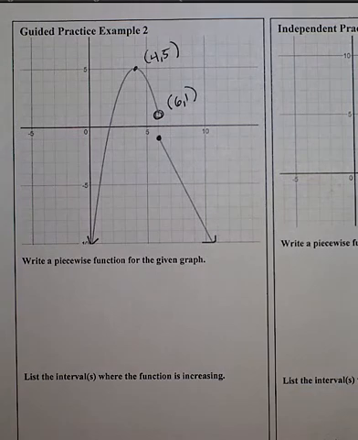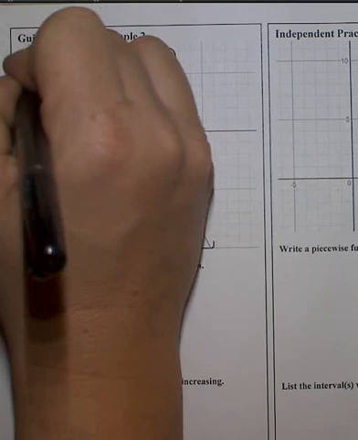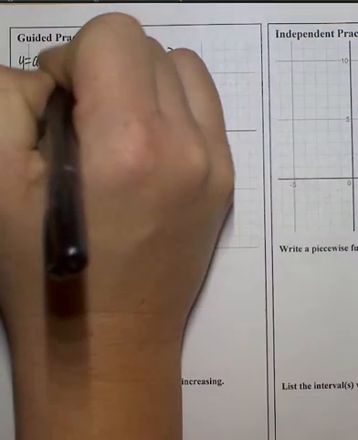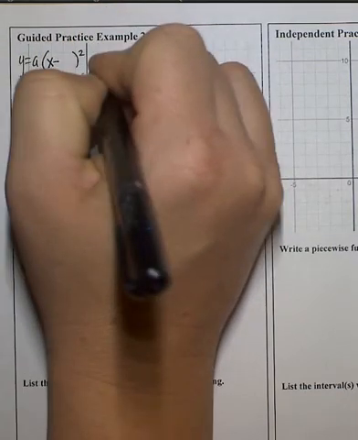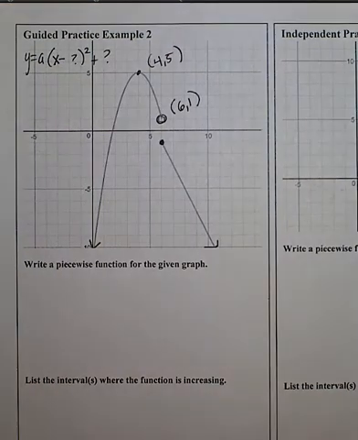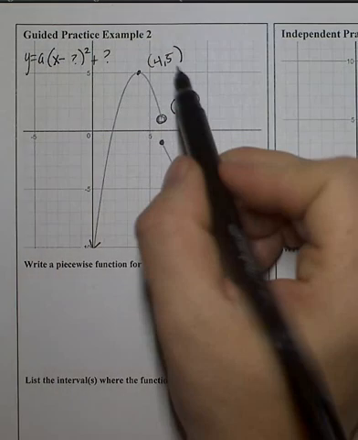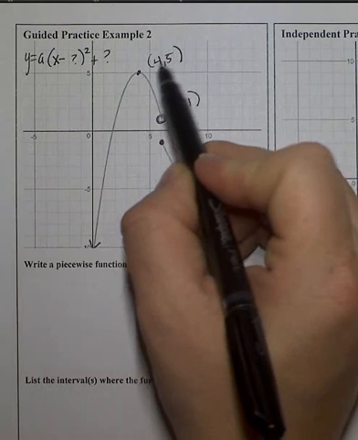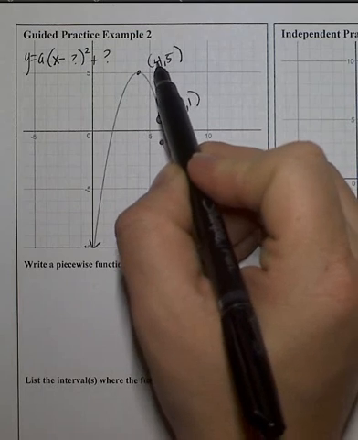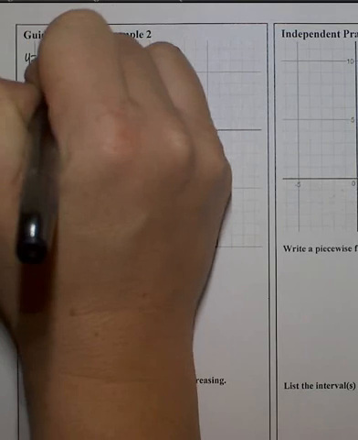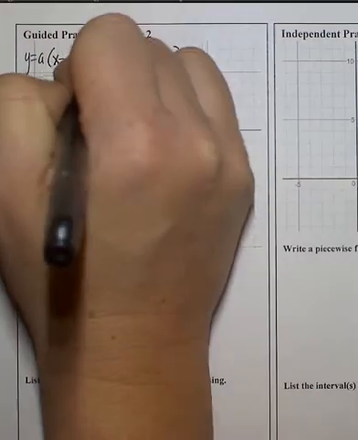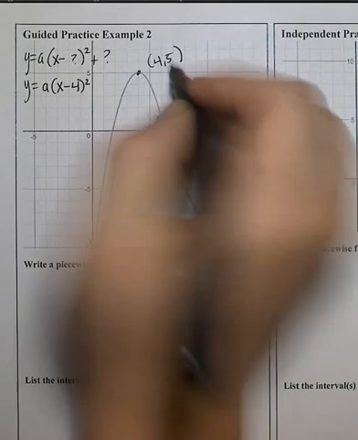Now, just like guided practice example number 1, I'm going to start with y equals a times (x subtract some quantity) squared plus some quantity. Inside, I'm going to replace those question marks with the x and the y coordinates of the vertex. This was a +4. When it goes in, it's always the opposite symbol, so it's x subtract 4. And then the back is a +5.